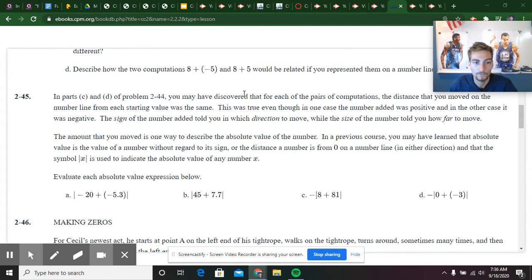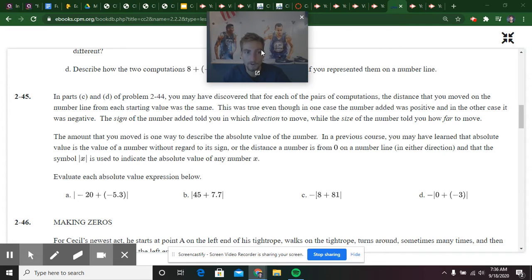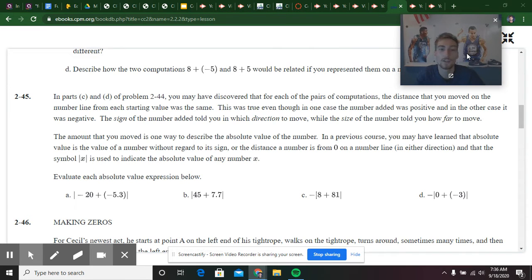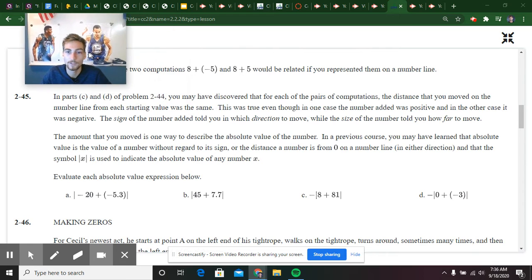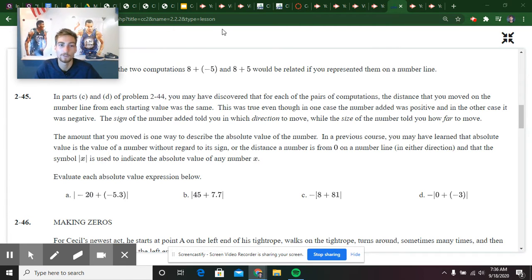And then we're moving down to 245. And here it's talking about absolute value, okay? And so it says, in part C and D of problem 244, you may have discovered that for each of the pairs of computations, the distance that you moved on the number line from each starting value was the same. This was true even though in one case the number added was positive, and in the other case it was negative. The sign of the number added told you in which direction to move, while the size of the number told you how far to move. And so the amount that you moved describes the absolute value of the number.